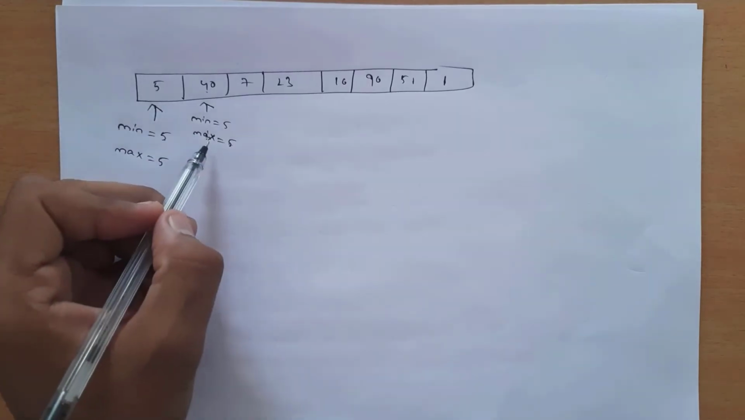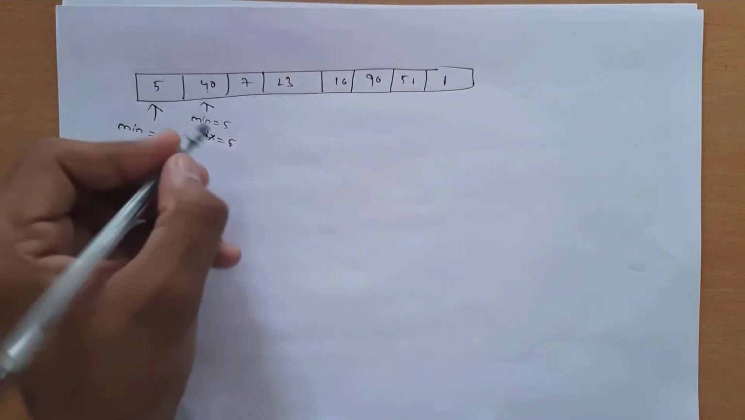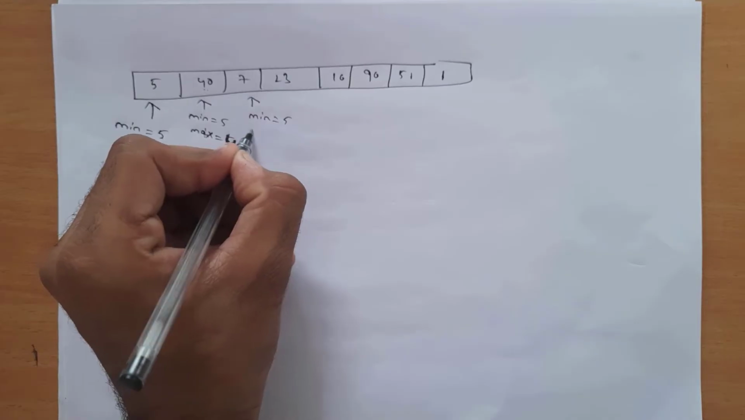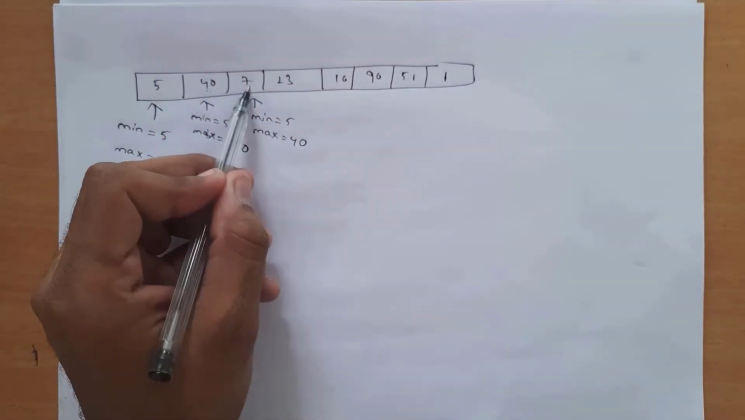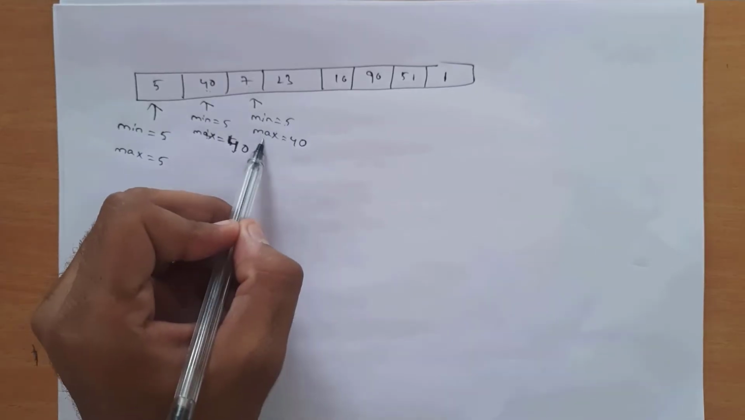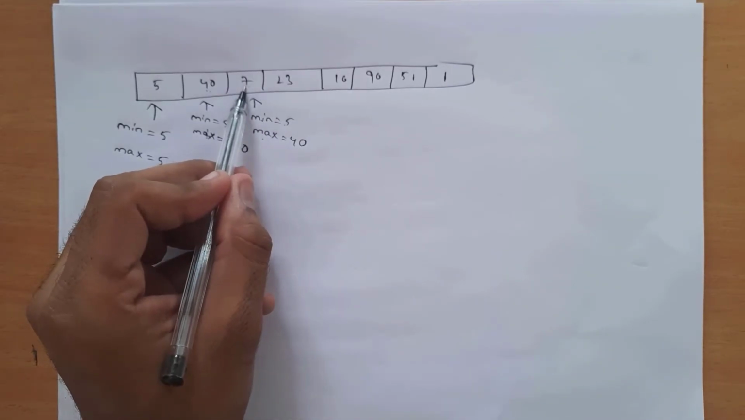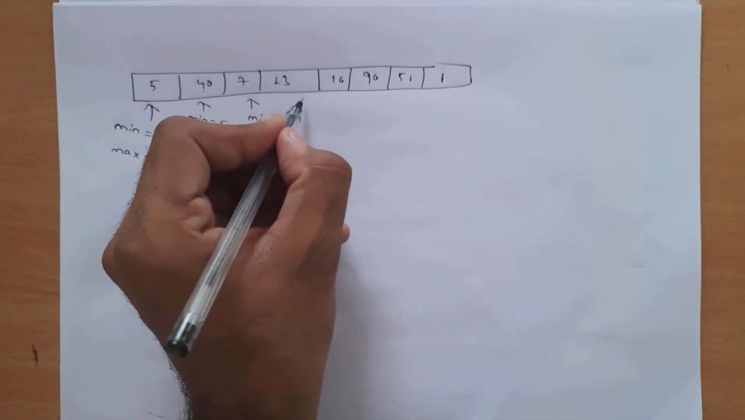Move to next step. Here minimum element is 5 and maximum element is 5. But maximum is the highest element, so when compared to 5, the highest element is 40. So now replace this 5 with 40 and go to next step. Here minimum element is 5 and maximum element is 40. Minimum is the smallest element, and when compared to 7, 5 is smaller. Similarly, maximum means highest element, and compared to 7, 40 is highest. So don't change, keep it as it is and go to next step.